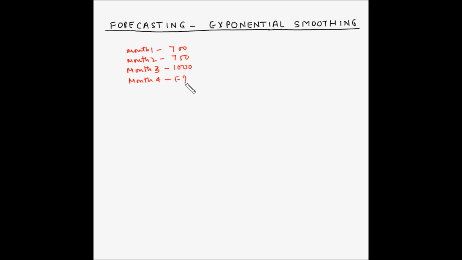So in order to find the forecast for month number 4, we could take the weighted average of these 3 months' sales data by giving a weight to each of these months. So we could have given a weight of 0.5 to the third month, 0.3 to the second month, and 0.2 to the first month. The condition is that the sum of all the weights should be equal to 1.